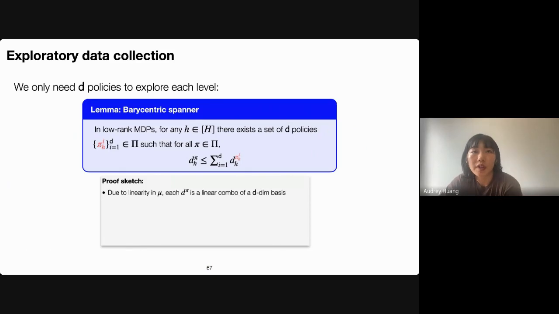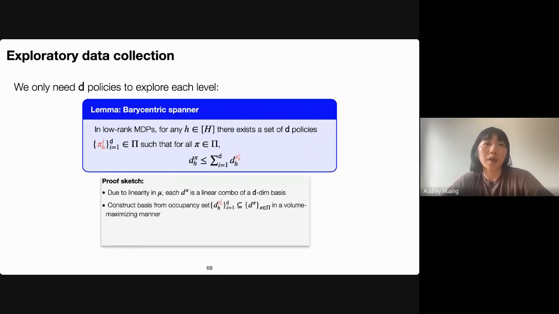A brief proof sketch is that each d^pi lives in a d-dimensional subspace due to linearity in mu, so we can write it as a linear combination of some d-dimensional basis. But we want to build this basis from the set of all possible occupancies.